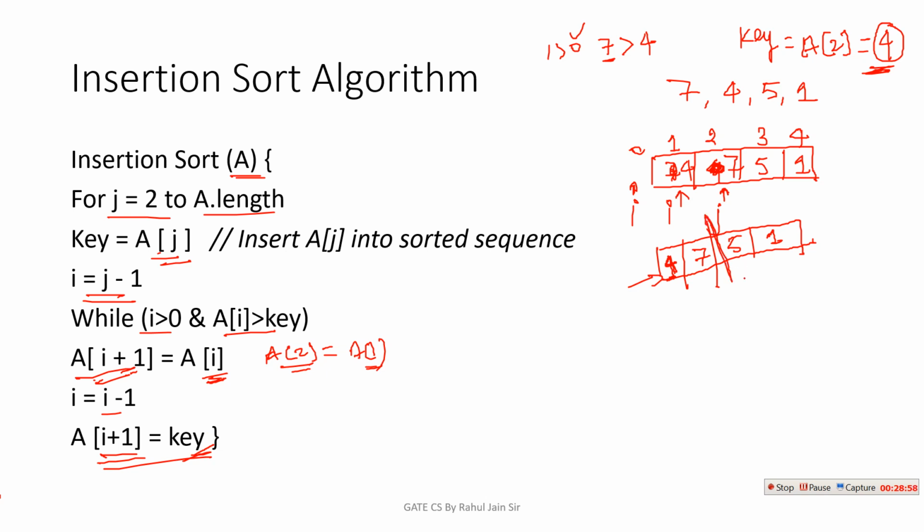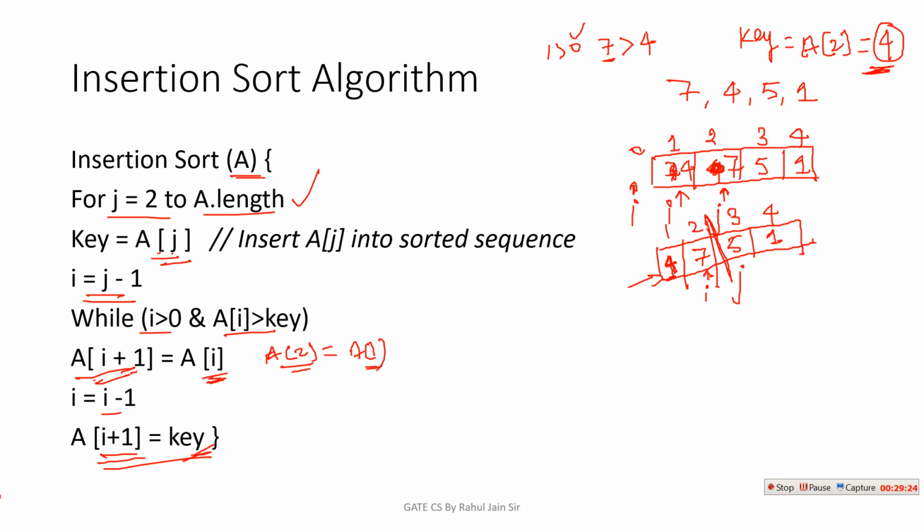Now I need to move here for j equals 2 to a dot length. So my j should be 5 here. J is now denoting index 3. This is index 1, 2, 3 and 4. Now j is denoting index 3 here, and I equals j minus 1. So I is reflecting index 2.